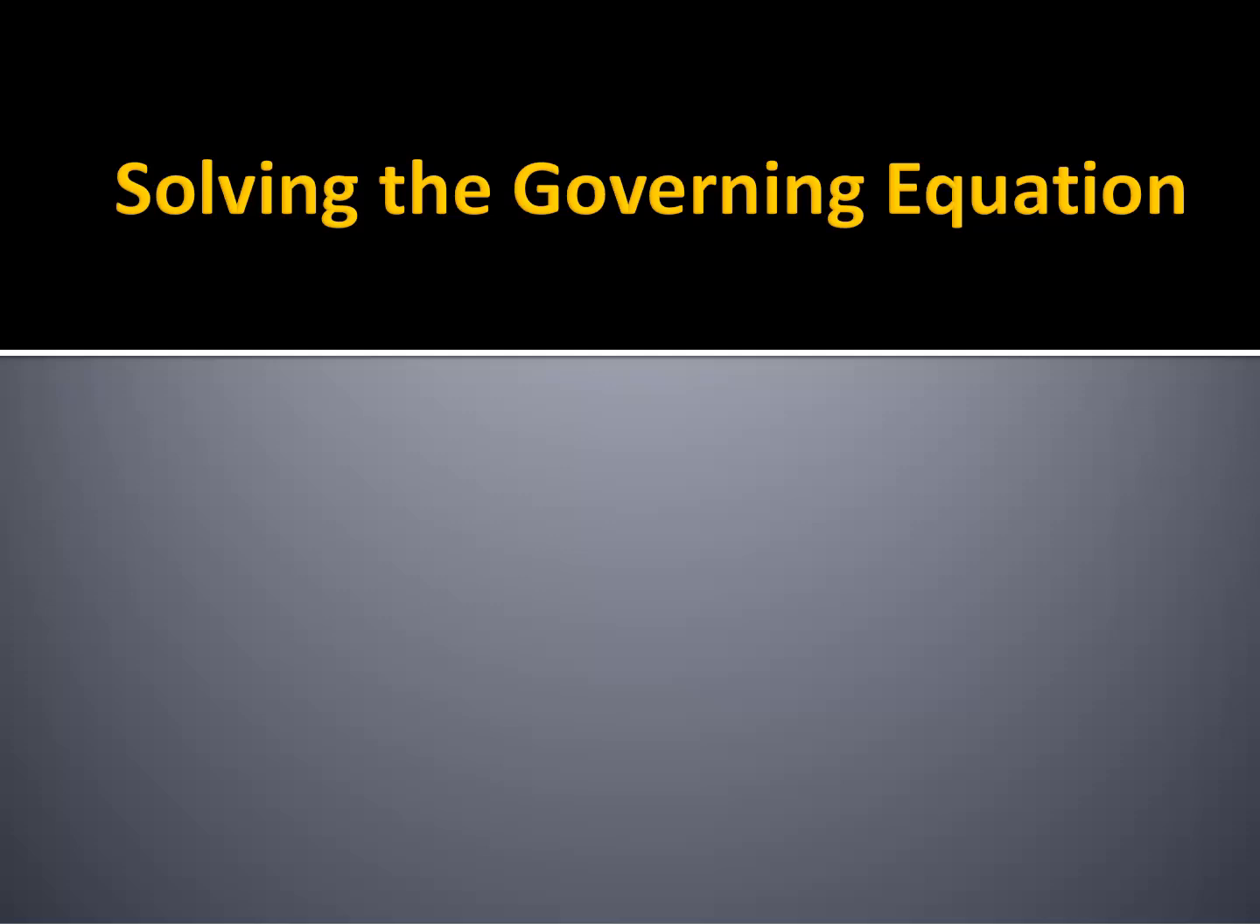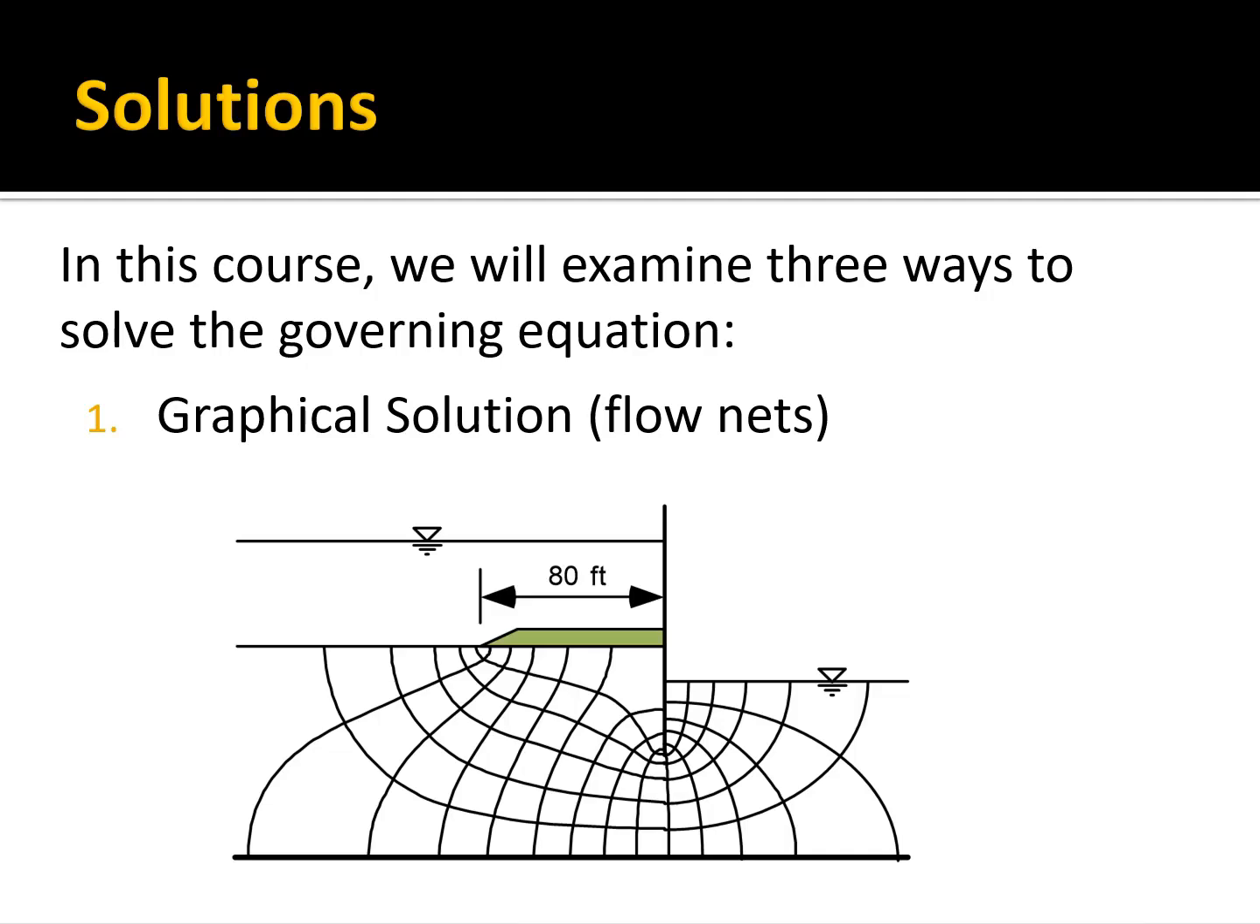Okay, now that we've established our governing differential equation, our next step is to solve them. So let's talk about that. As I mentioned in the previous slide, a solution to the governing equation is some spatial distribution of heads that satisfy it. So we are going to look at three different ways to solve the governing equation. First one we'll look at is what we call a graphical solution.